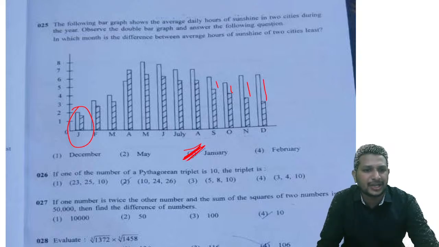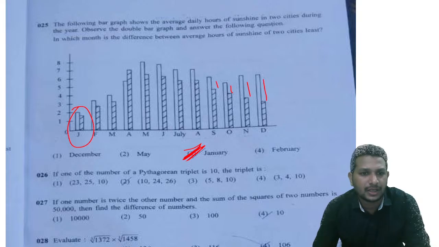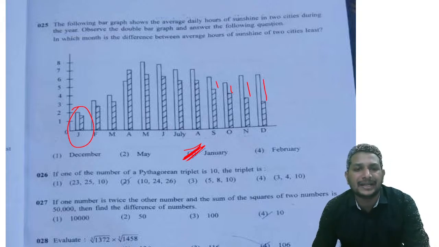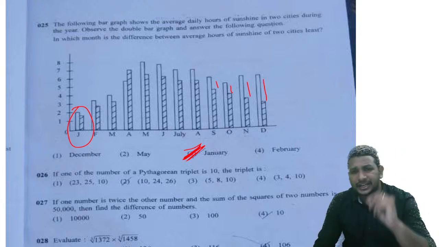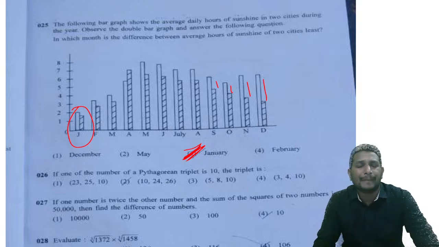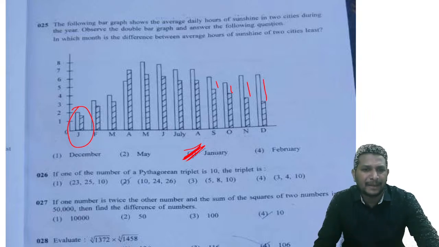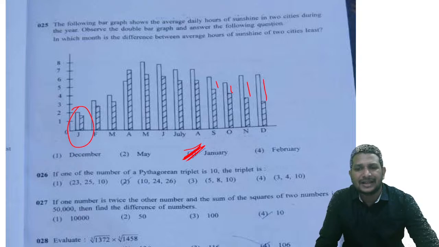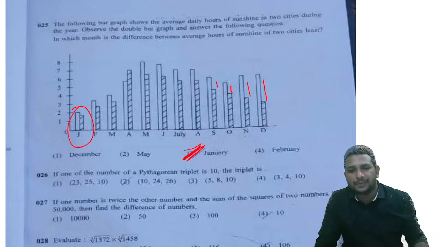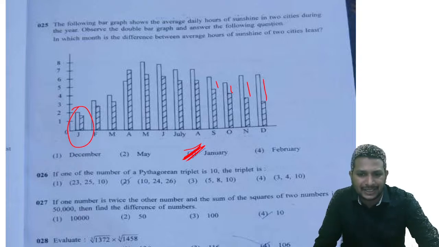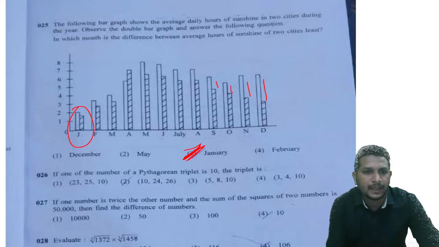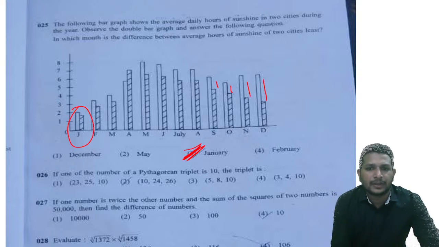Now coming to question number 26. If one of the numbers of a Pythagorean triplet is 10, what is the triplet? So if one of the numbers is 10, what are the other two numbers? If it's a Pythagorean triplet, it should satisfy the Pythagoras theorem. So for this, we'll be getting the correct answer as option 2. Why? Because I'll show that calculation also. If one of the numbers is 10, we can say the hypotenuse is 10.